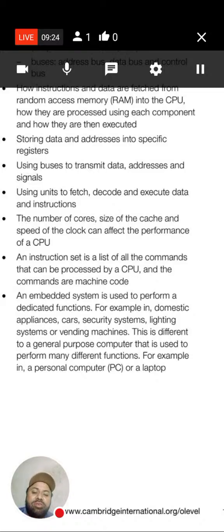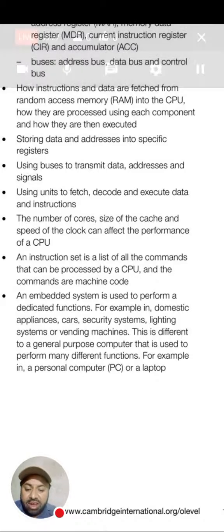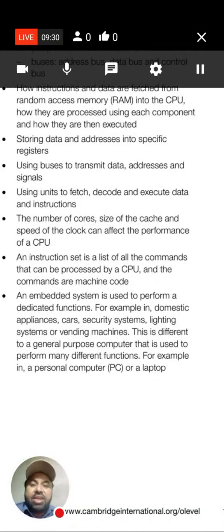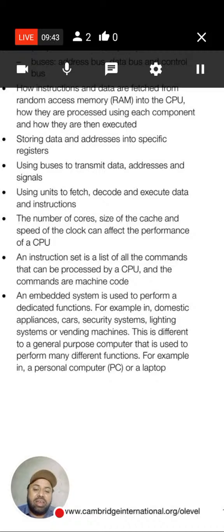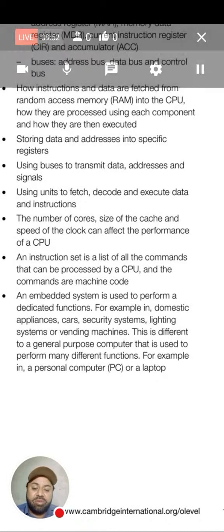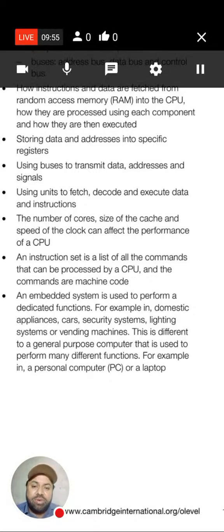An embedded system is used to perform a dedicated function. Fixed or assigned functions are what we call dedicated functions. So an embedded system is used for this purpose. For example, in domestic appliances, cars, security systems, lighting systems, or vending machines, there are fixed or dedicated functions. For example, the purpose of a pressure cooker is to cook the food, and similarly ovens. In a car and in a security system, these embedded systems are available as fixed systems.